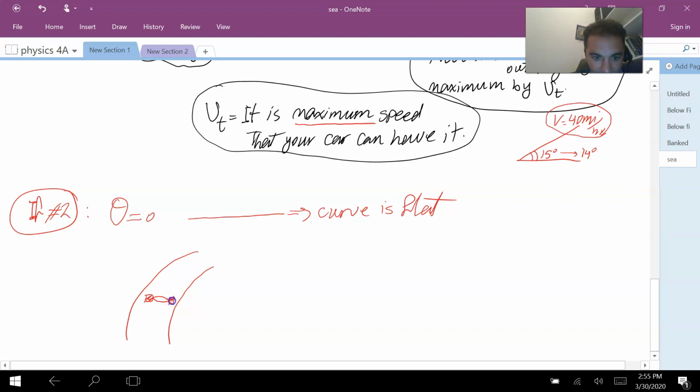let's say, which it goes on Vt, it's just flat. Your surface, sorry, your surface is flat. This curve is flat. Okay, so that means theta is 0.